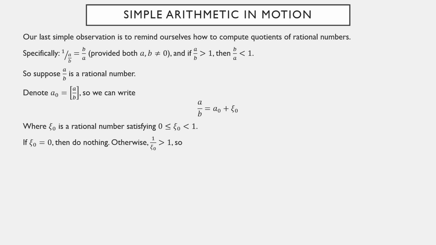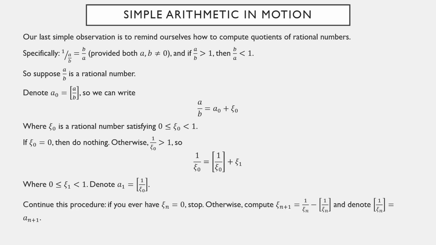Otherwise, it's less than 1, so 1 over it is bigger than 1, meaning I can write 1 over psi naught as its integer part plus some new fractional part, psi 1. And similarly, this remainder, this fractional part, is between 0 and 1. Let's denote a sub 1 to be this integer part of 1 over psi naught.